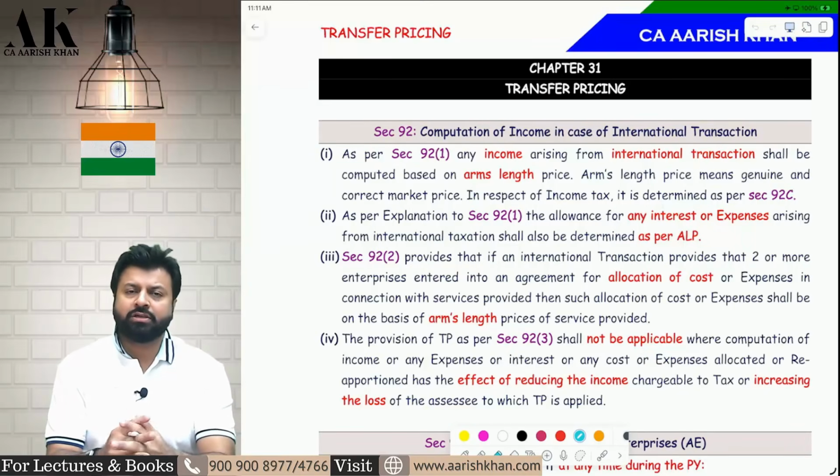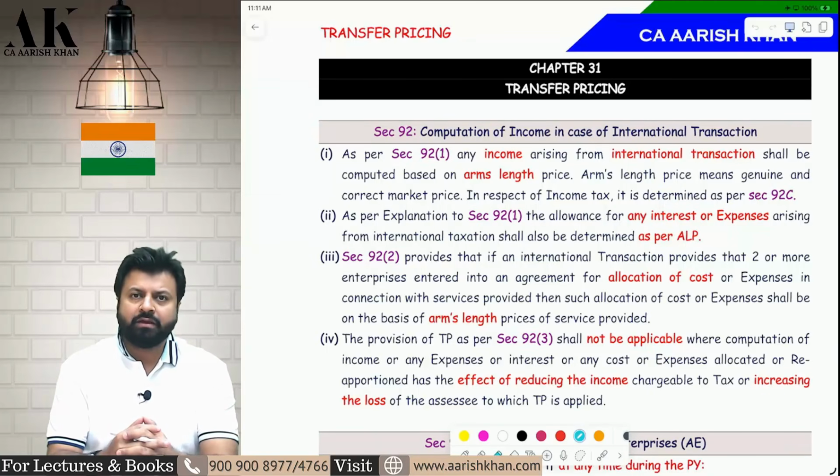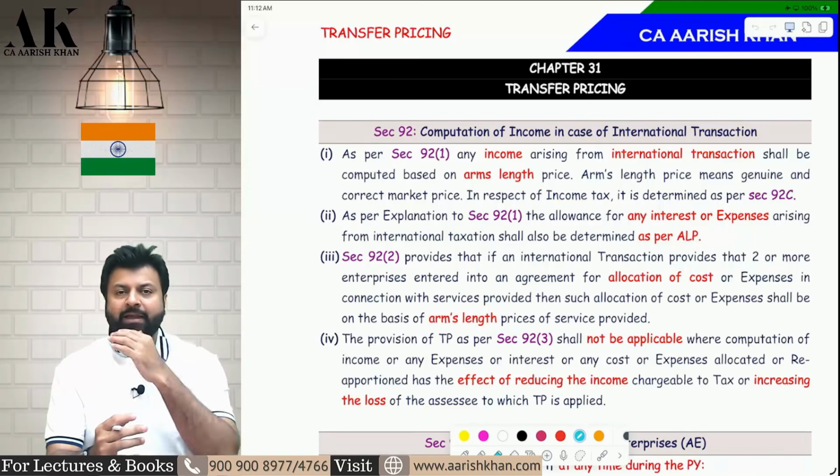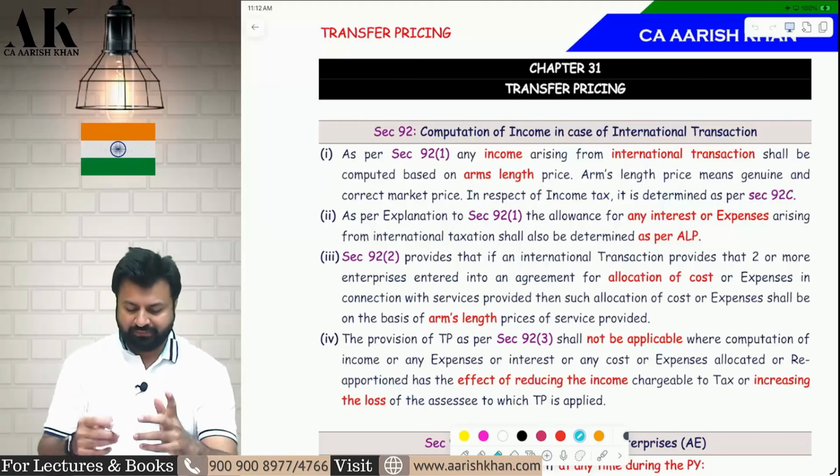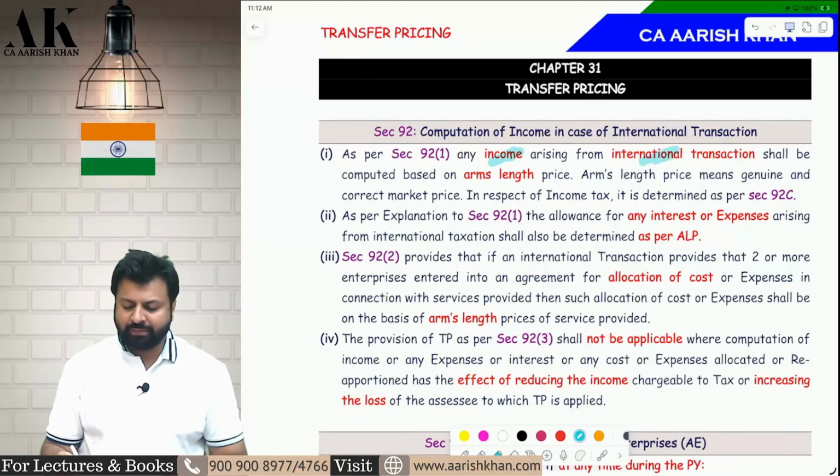Now the very first section of transfer pricing, that is section 92, talks about the charging section of transfer pricing, which means when transfer pricing is applicable under the income tax law. In that they have put three subsections: subsection 1, subsection 2, subsection 3. Subsection 1 says that if any income has arisen from an international transaction, then you should compute your price as per arm's length price.